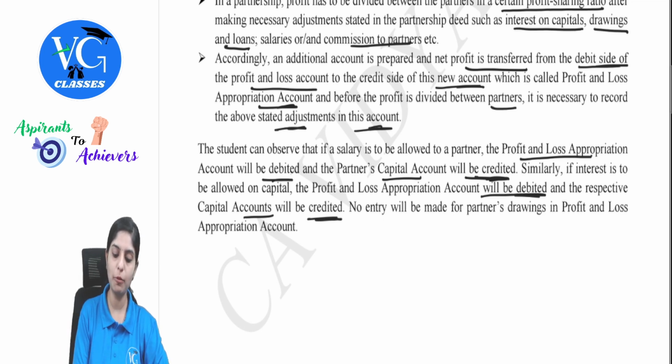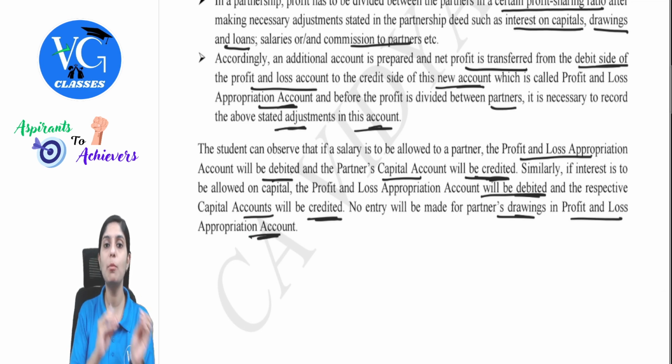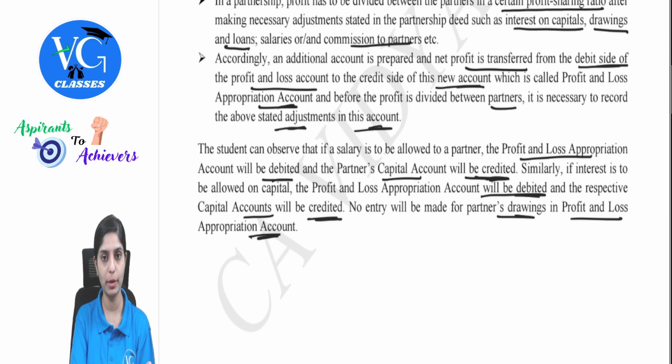No entry will be made for partners' drawings in profit and loss appropriation, because profit and loss appropriation just records those items which are in the nature of income or expense to the firm. Drawings is nothing but completely taking a part from the investment made by the partner. So that will not be impacted in P&L appropriation. Whereas interest on drawings is an income to the firm. So that will be recorded in profit and loss appropriation account.